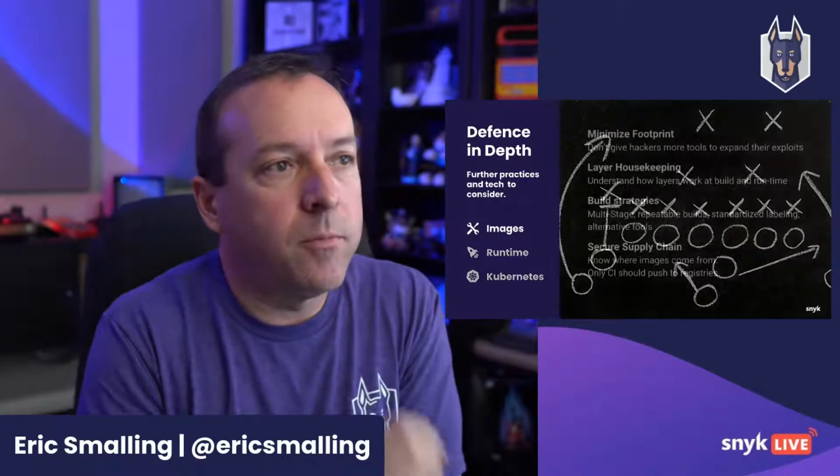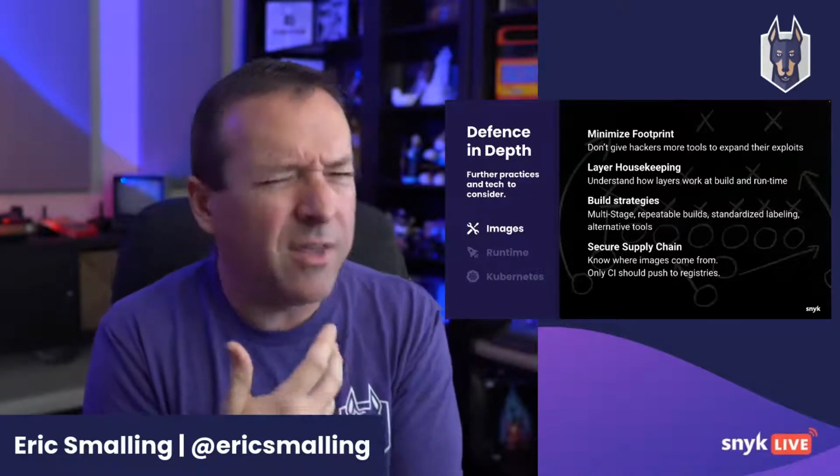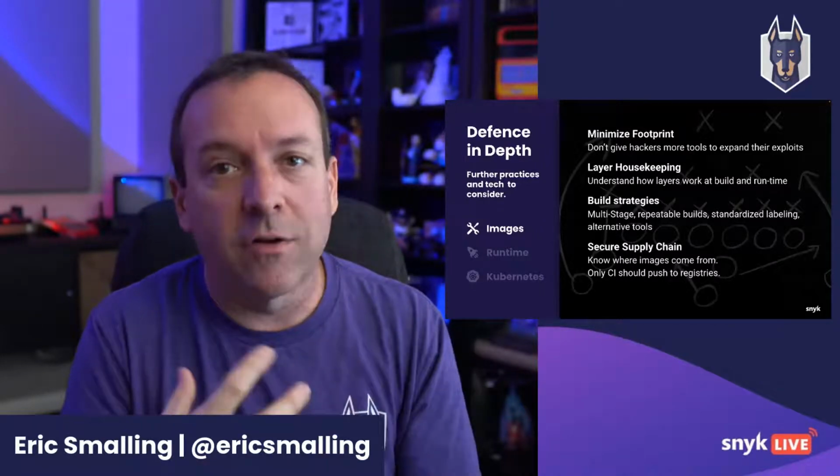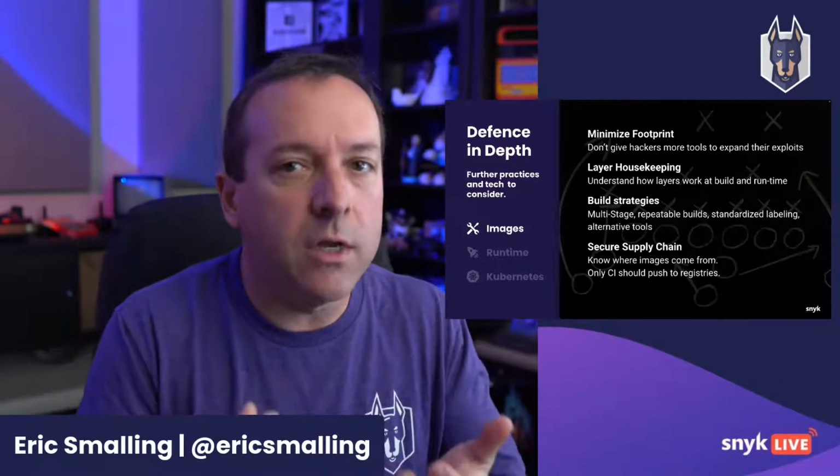So the first part of this would be the images that you're building. You want to minimize footprint. I was alluding to this when I was talking about one of the nice things about Go or C++ or even Python, where you could compile down to a single binary. Well, that's drastic, but make sure your images are only including the things you need at runtime.